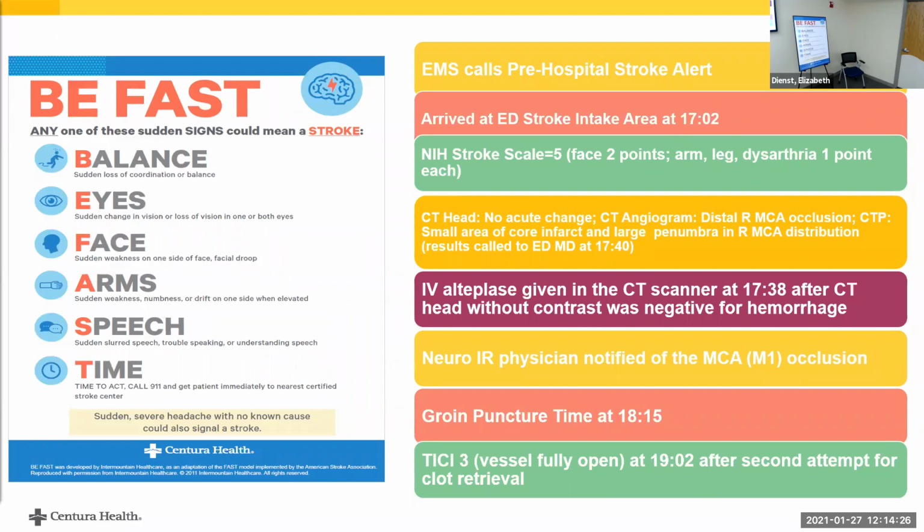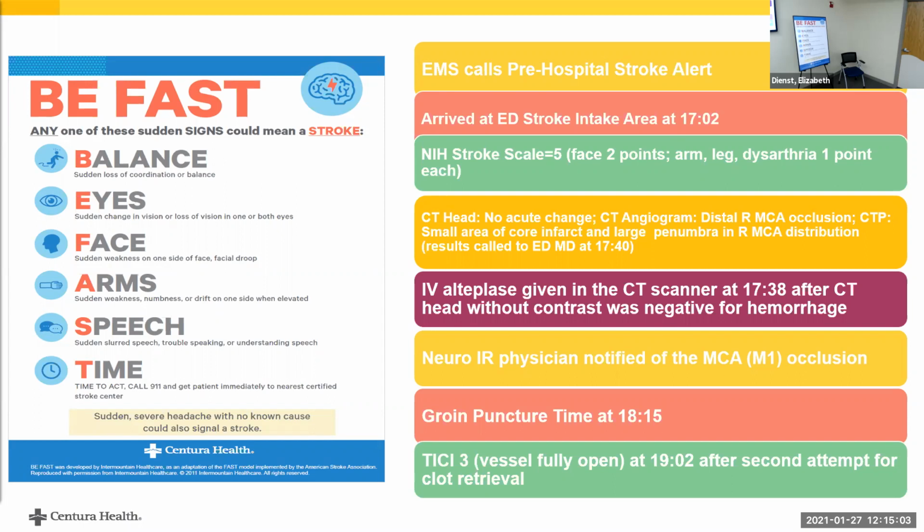And they called that into the ED doc at 17:40. At 17:38, they were already giving TPA. That was just 36 minutes after that patient arrived. And look, at 18:15, less than an hour of being there, they're already at the groin puncture, getting a thrombectomy with the interventional doctor to alleviate that large vessel occlusion. And he was able to do that. And a TK3 is a score that we give that tells us that they were able to open that occlusion completely.